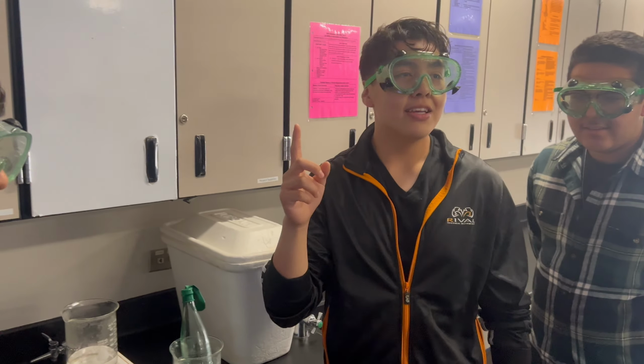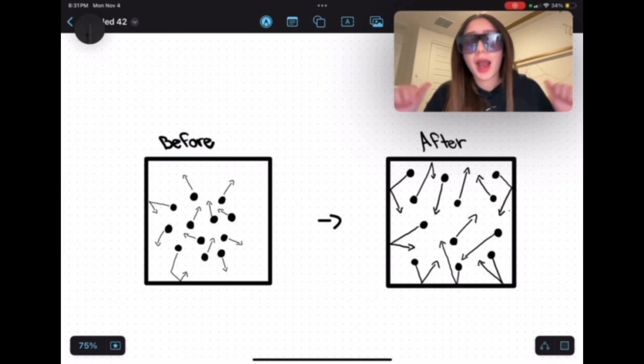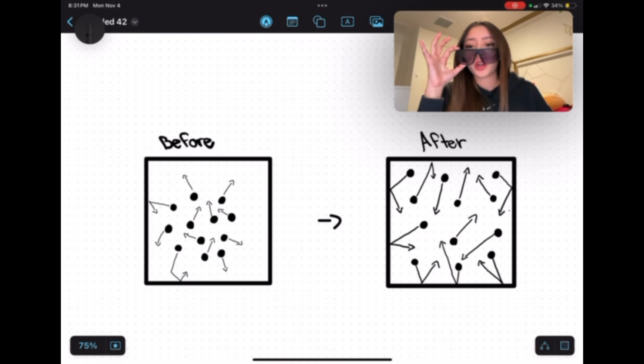And then here is Jaylene and Diego with our particle diagrams and energy bar charts. Yo, what is up, guys? I'm Jaylene, and I'm going to be doing the particle diagram.